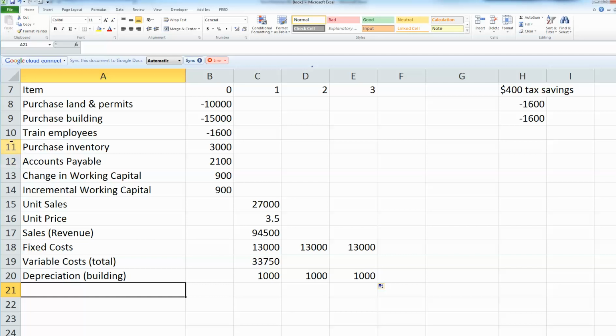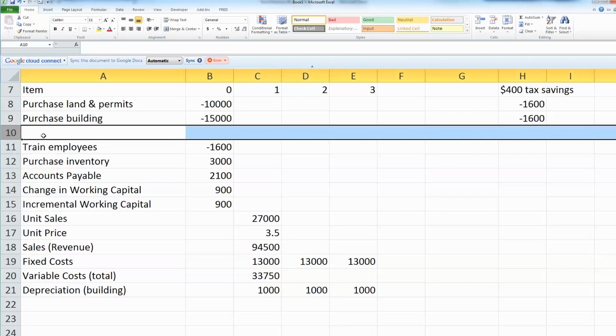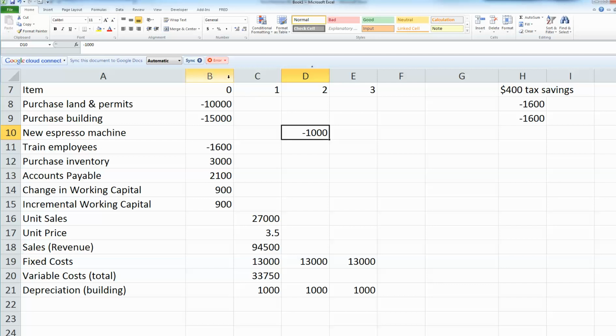So up here, I'm going to add a new row, and I'll just add new espresso machine, and I will put that outflow in year 2. But the thing about the espresso machine is, oops, 2 things. One, it's $2,000, not $1,000.